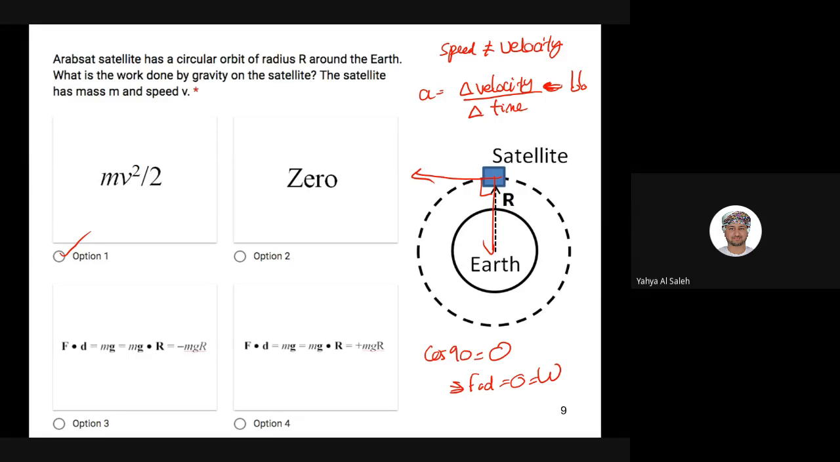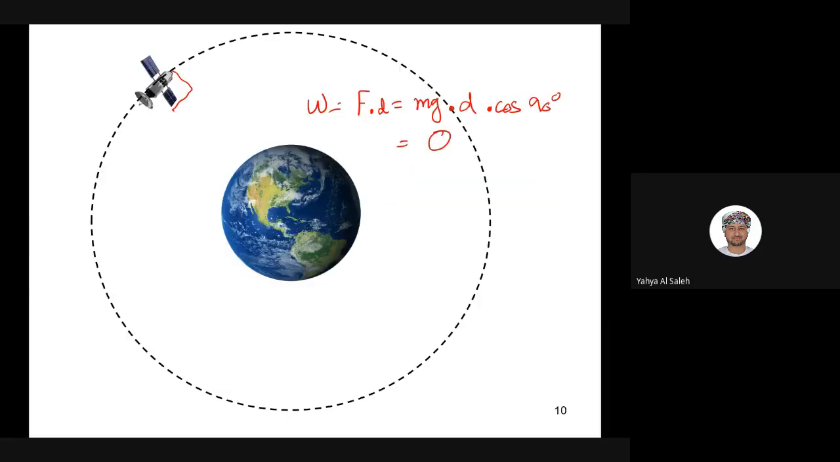So although there is a force, okay, the displacement in its direction is 0, so F dot D is equal to 0. See, this is what happens. You have the satellite, and your force is down this way, and your displacement is this way, and you have 90 degrees between them. So you have mg dot D, and you have cosine 90, so your work done is 0. So it can keep continuing going in a circle.